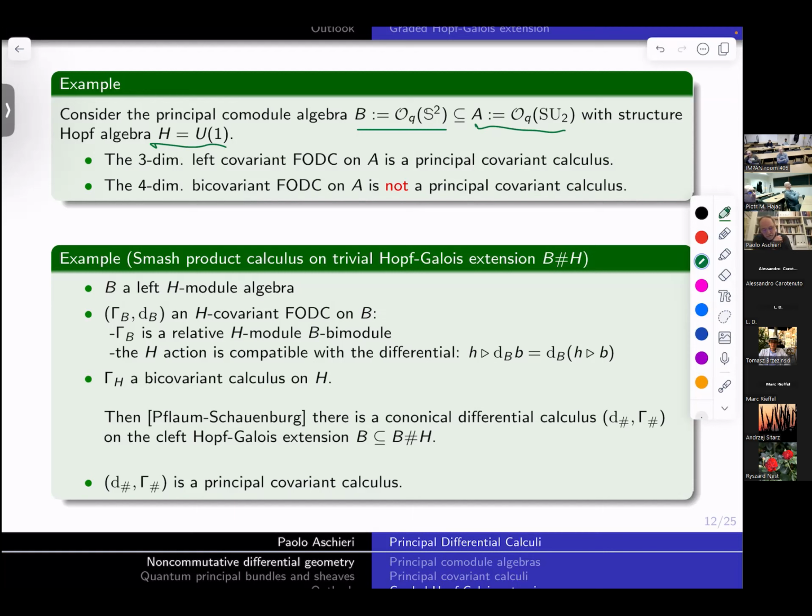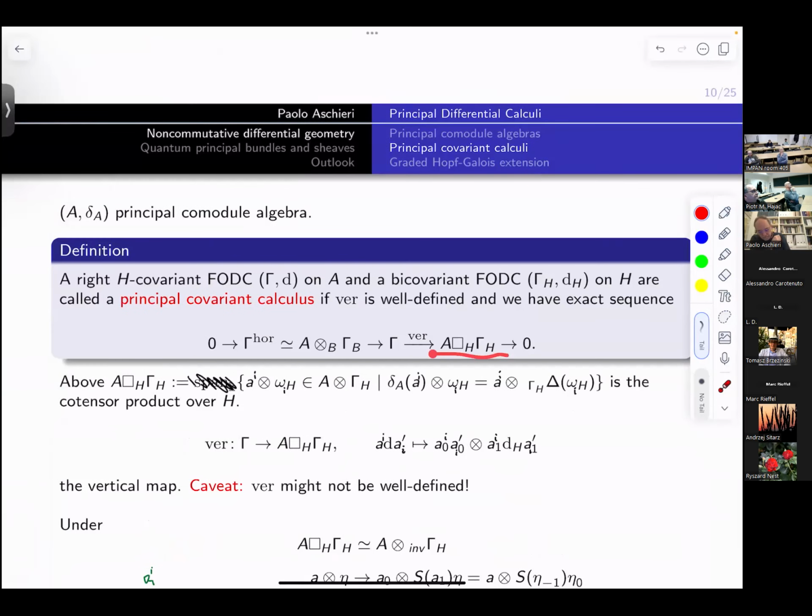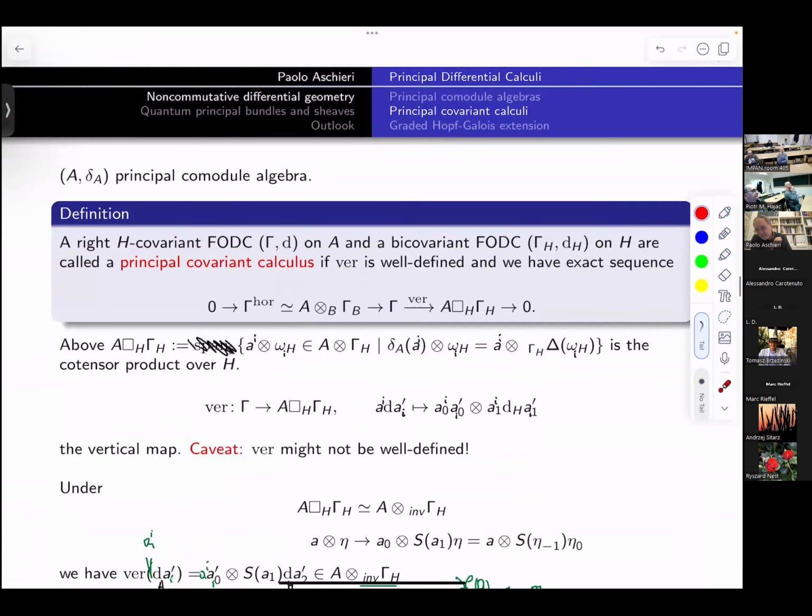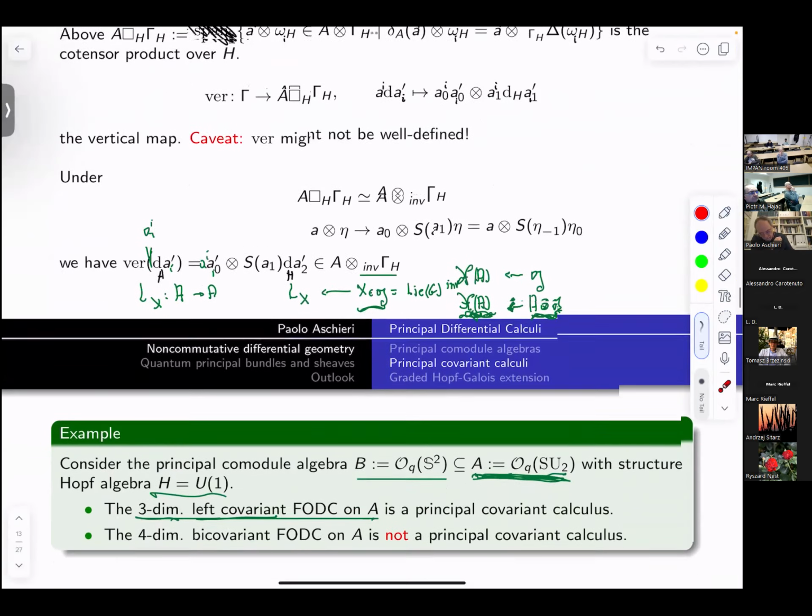If we take the three-dimensional left covariant first order differential calculus on A, so this is a quantum group, we take just the left covariant differential calculus of Woronowicz on such a quantum group. Well, seen in terms of the structure group H, it is both left covariant and right covariant. And therefore we can ask whether this sequence is exact, and that's indeed the case. This is known.